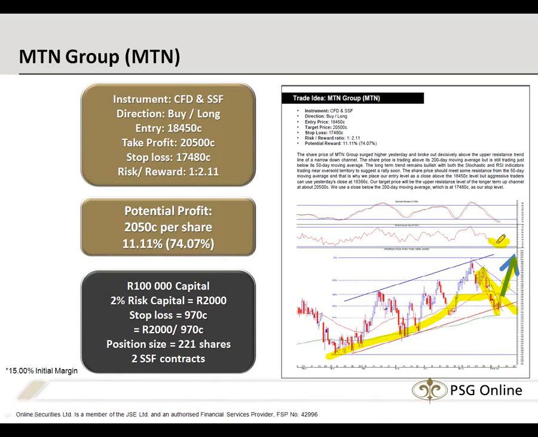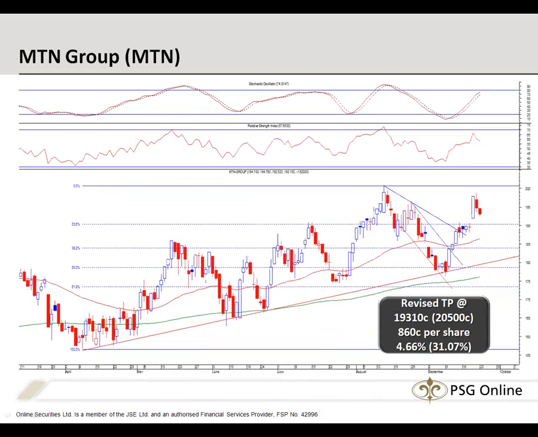We're oversold. So all these things came together. Okay, yeah, we had a potential of 11% on this trade. You could have bought 2 contracts on single stock futures or 221 shares on CFDs. We revised our take profit. Our original take profit was 205, which is the top of this channel, but extended out. We revised it down to 199 first of all, and then we revised it down a bit lower.